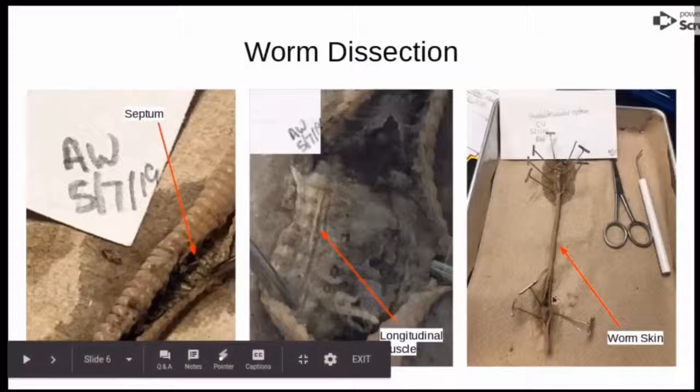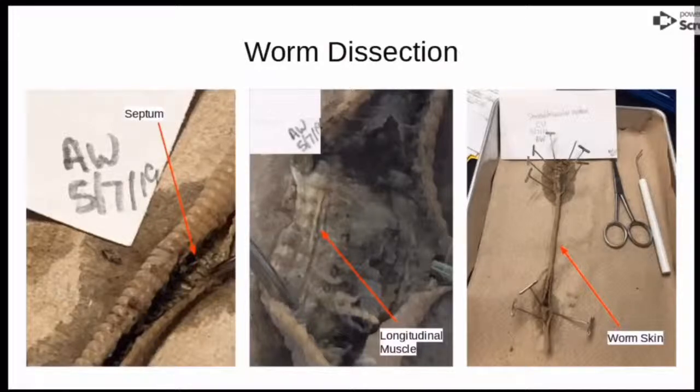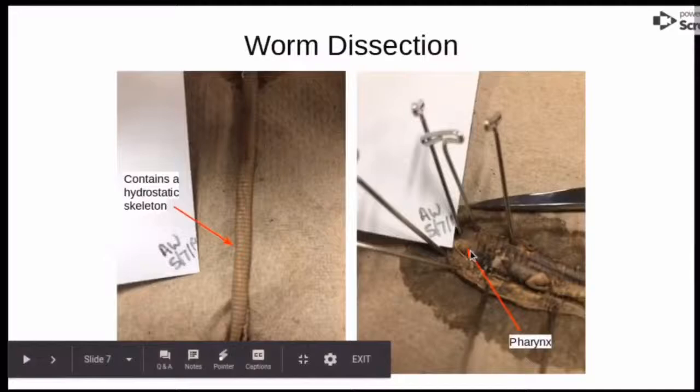And right here, we just pointed out the skin. The skin of a worm is flexible enough to allow the worm to change size. That's very useful with the circular and longitudinal muscles. And right here, the pharynx, it's muscular and it facilitates food digestion.